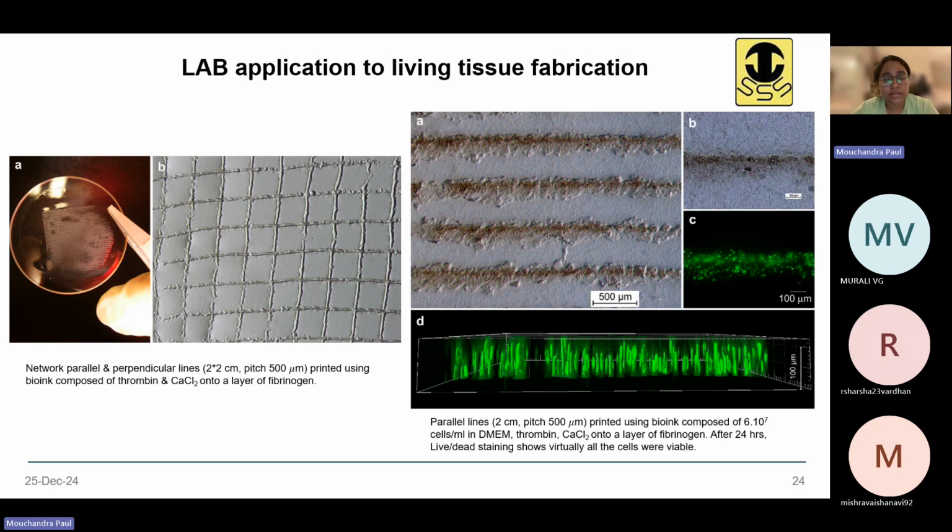In this case, on the left hand side, they are using a bioink without cells, but it consists of thrombin and calcium chloride. So these two are basically the cross-linking agents, onto the surface of a glass slide coated with a layer of fibrinogen. So wherever this droplet forms on the fibrinogen, the material will get cross-linked and you will get a 3D pattern like this.